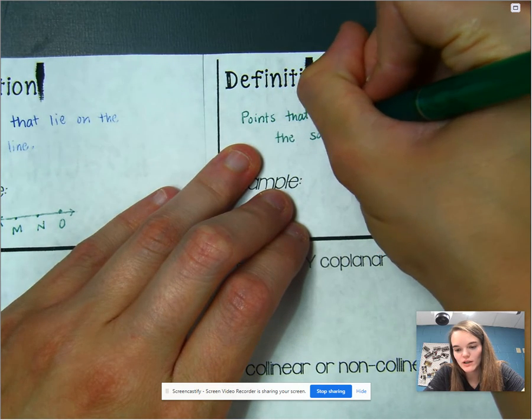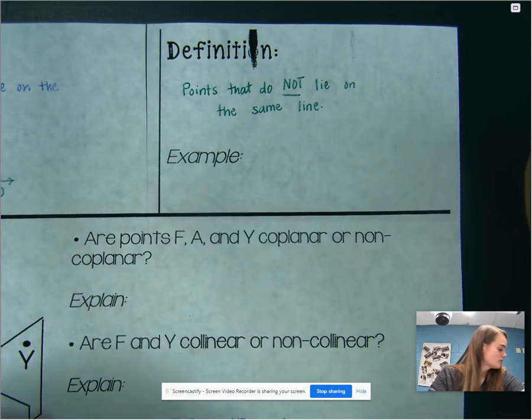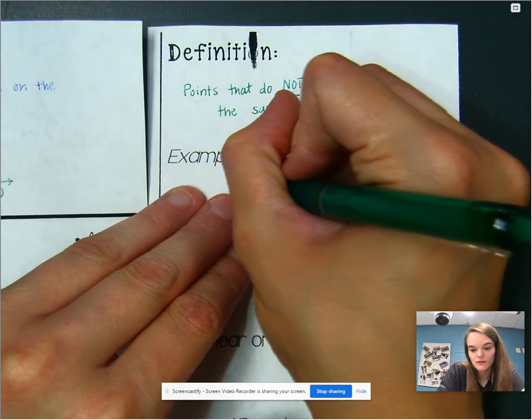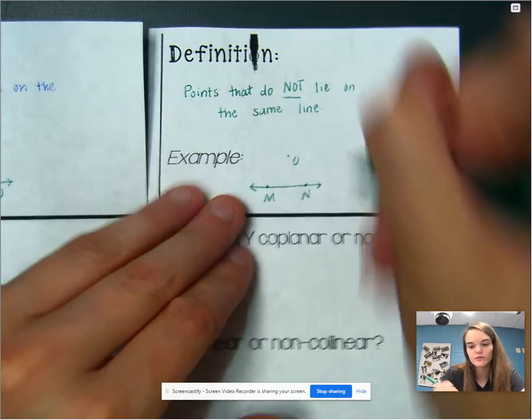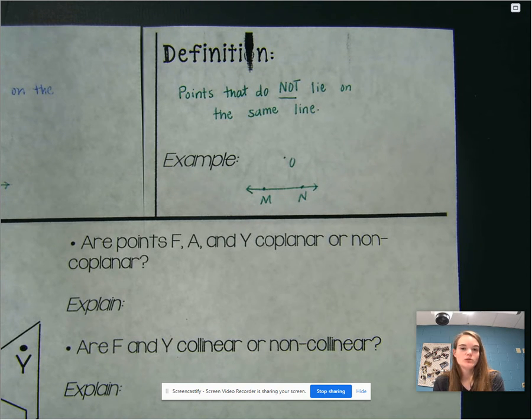So, non-collinear points are points that do not lie on the same line. Example: I've got a line, we've got M, N, and O is just up here by itself. By the way, any two points are collinear, always, because you can draw a line through any two points, so they are collinear.